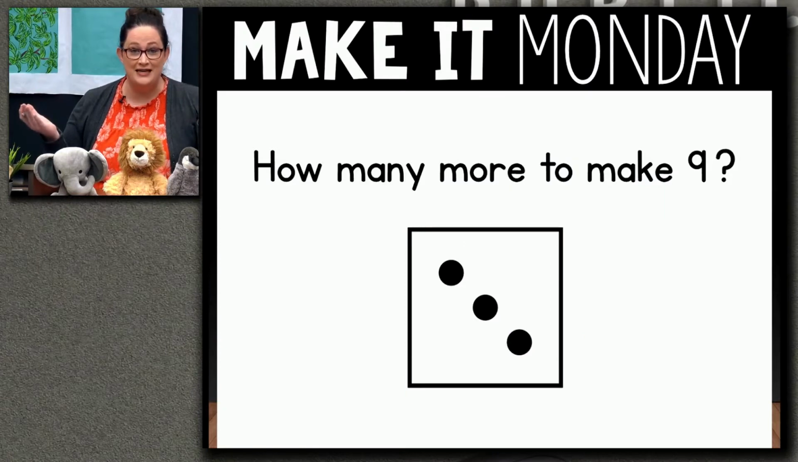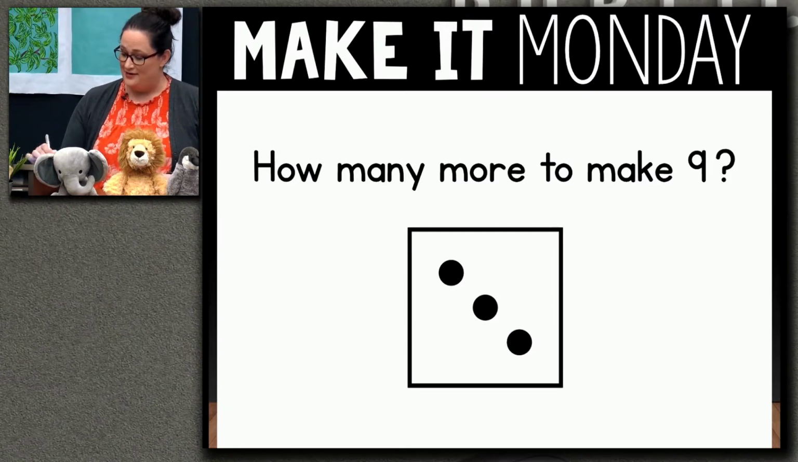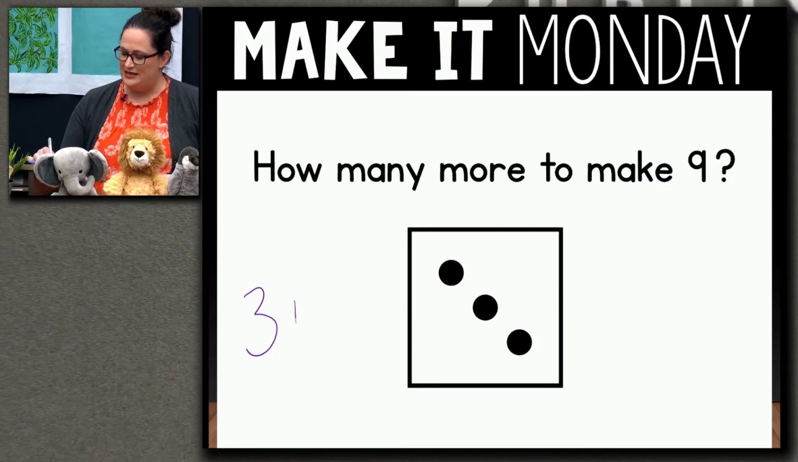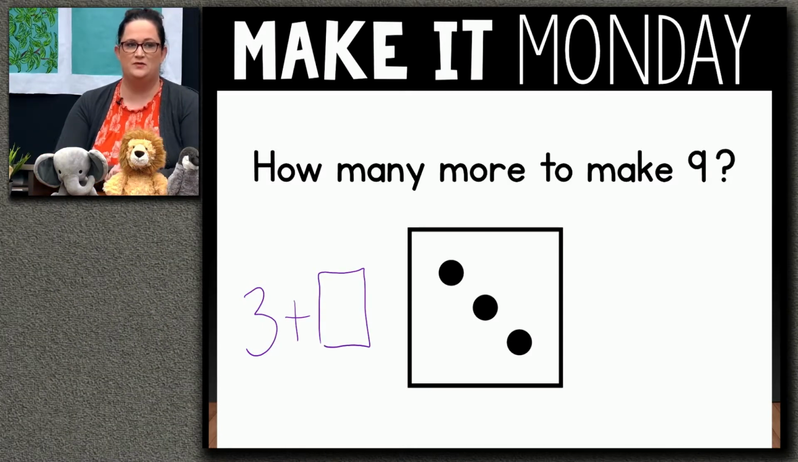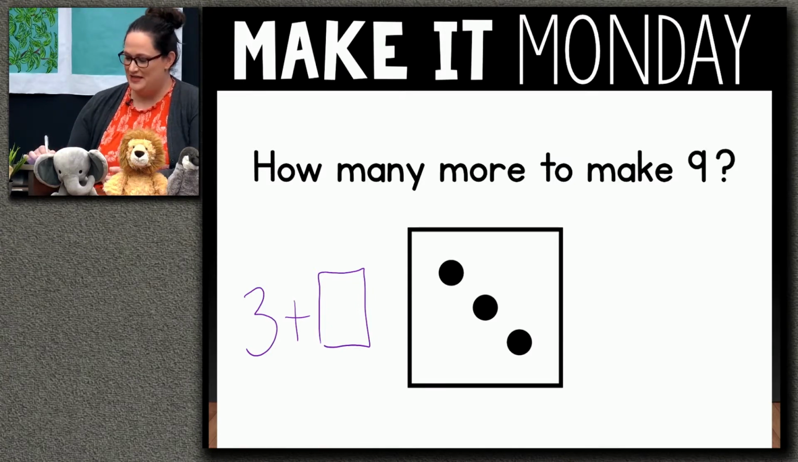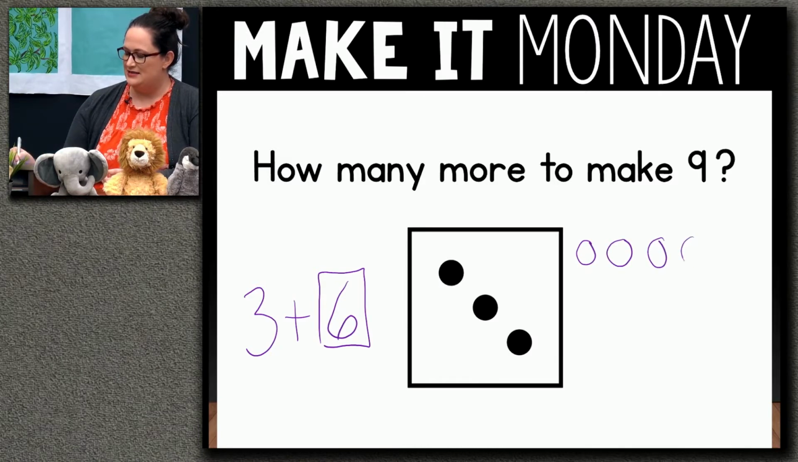How many do you see? 3. How many more do I need to make 9? 3 plus what equals 9? If you said 6, you've got it. 3, 4, 5, 6, 7, 8, 9. 3 and 6 makes 9.